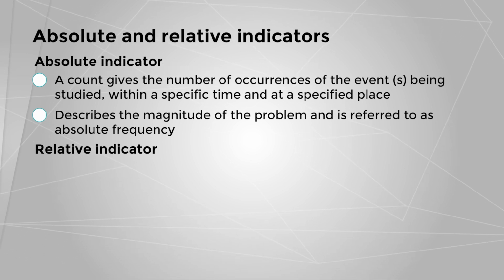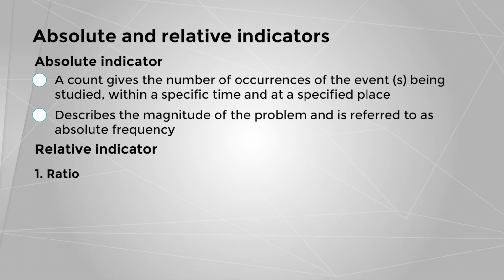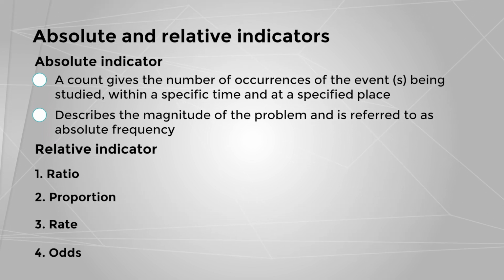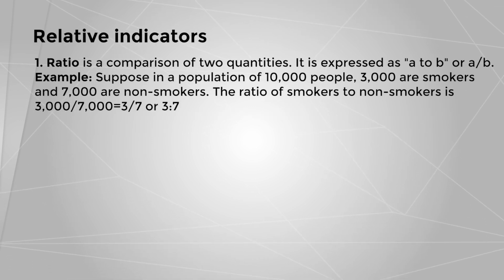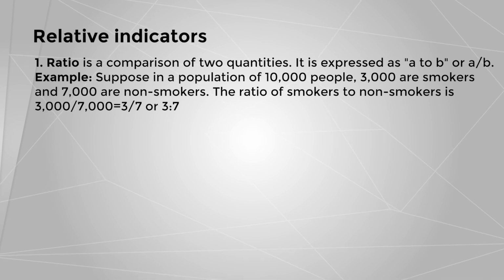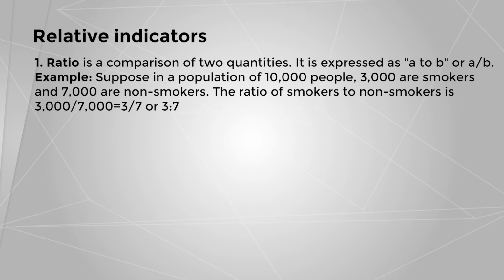Relative data and indicator. Let's use data related to a health indicator like smoking prevalence to explain the difference between ratio, proportion, rate and odds. These are the different kinds of relative indicators. Ratio. A ratio is a comparison of two quantities. It is expressed as A to B or A divided by B. For example, suppose in a population of 10,000 people, 3,000 are smokers and 7,000 are non-smokers. Then the ratio of smokers to non-smokers is 3,000 divided by 7,000, which is 3 by 7.